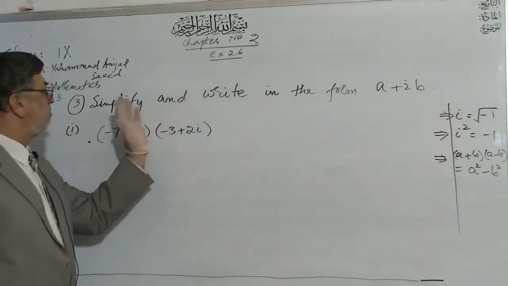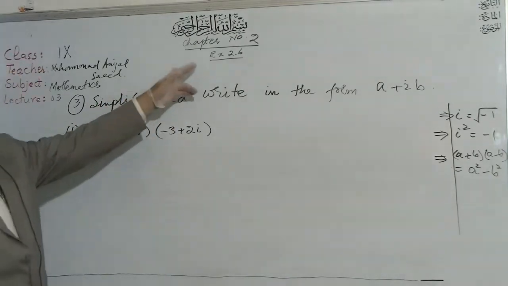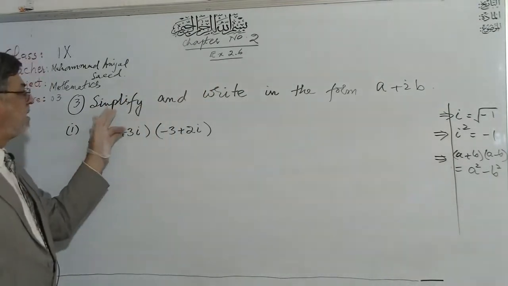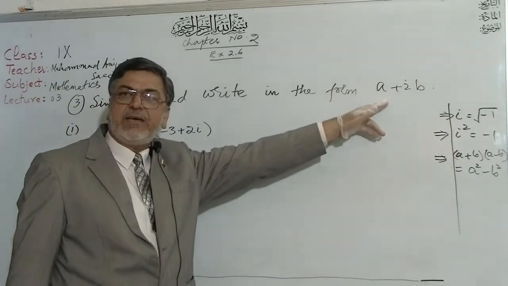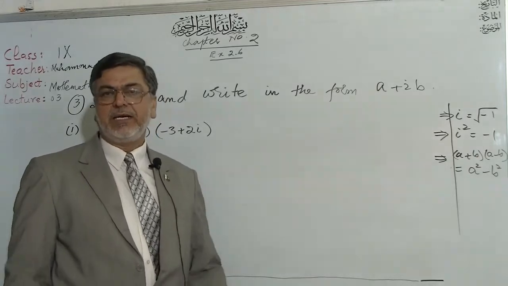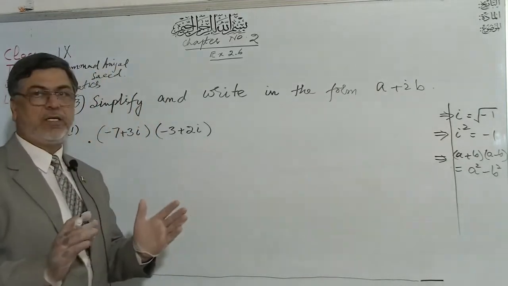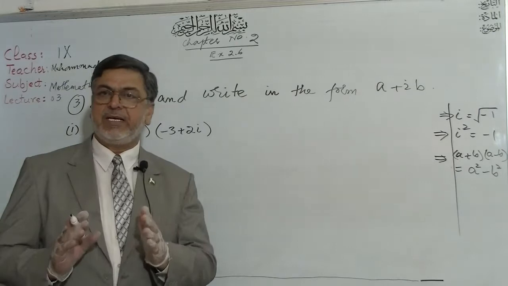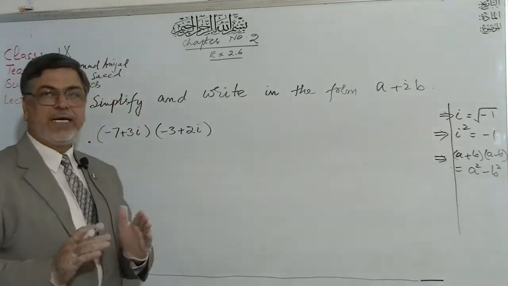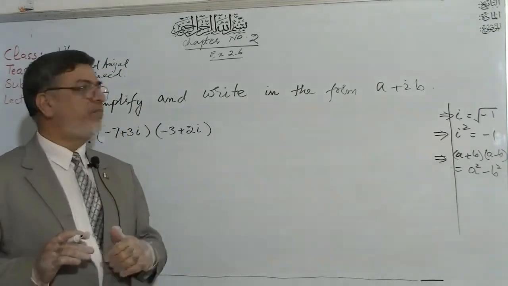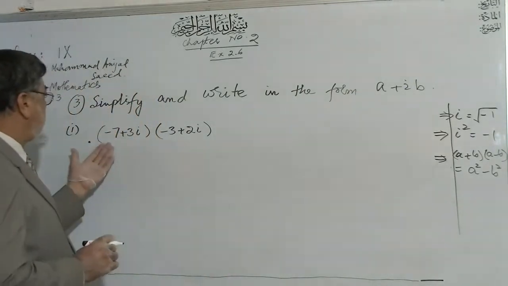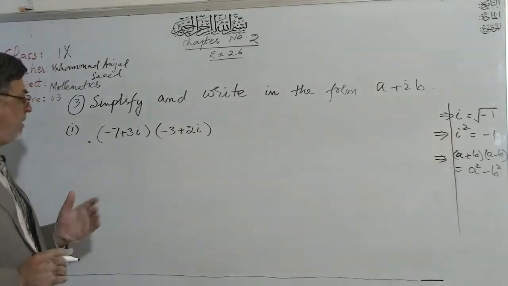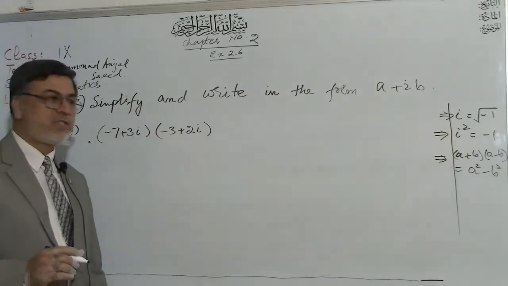This is question number 3, exercise 2.6. Simplify and write in the standard form, that is a plus iota b. It means that you have to write down the multiplication or division of two complex numbers as a single complex number in the form of real and imaginary parts. Here is minus 7 plus 3 iota into minus 3 plus 2 iota.